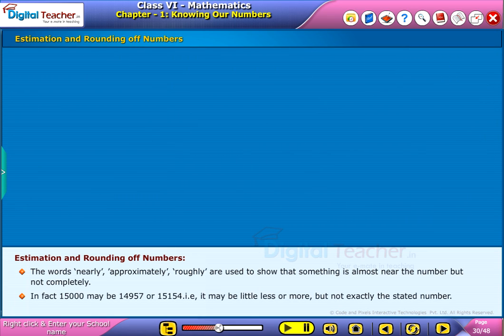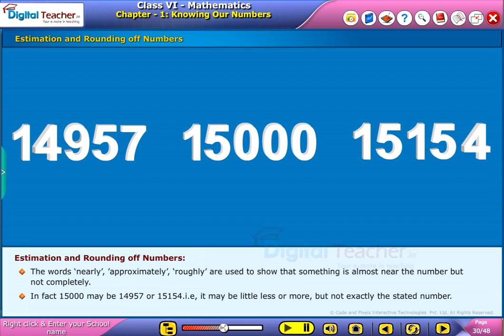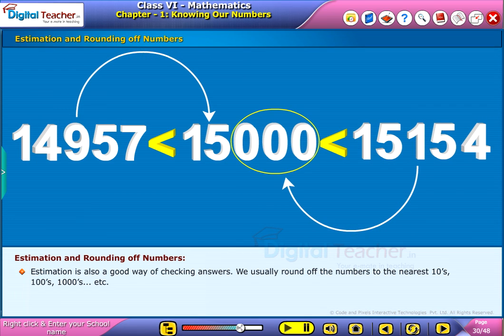In fact, 15,000 may be 14,957 or 15,154. That is, it may be a little less or more, but not exactly the stated number. Estimation is also a good way of checking answers. We usually round off the numbers to the nearest tens, hundreds, thousands, and so on.